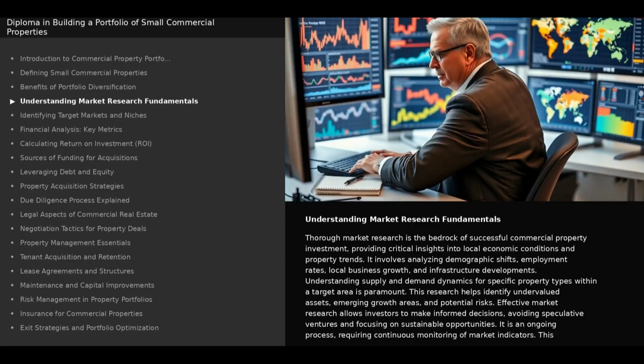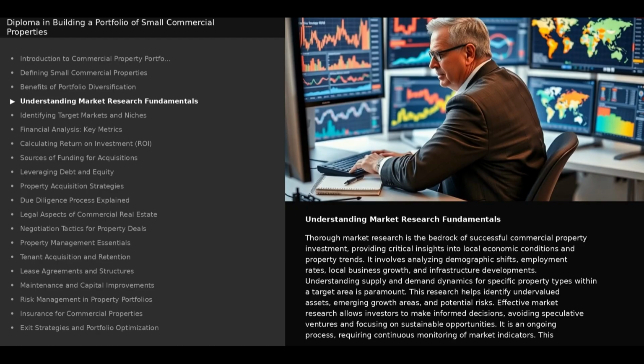Understanding market research fundamentals. Thorough market research is the bedrock of successful commercial property investment, providing critical insights into local economic conditions and property trends. It involves analyzing demographic shifts, employment rates, local business growth, and infrastructure developments. Understanding supply and demand dynamics for specific property types within a target area is paramount.